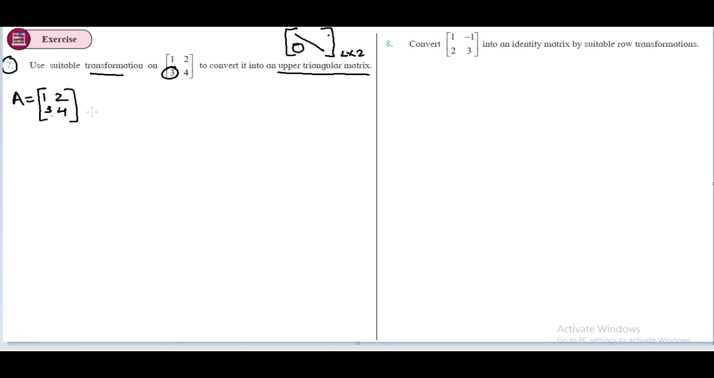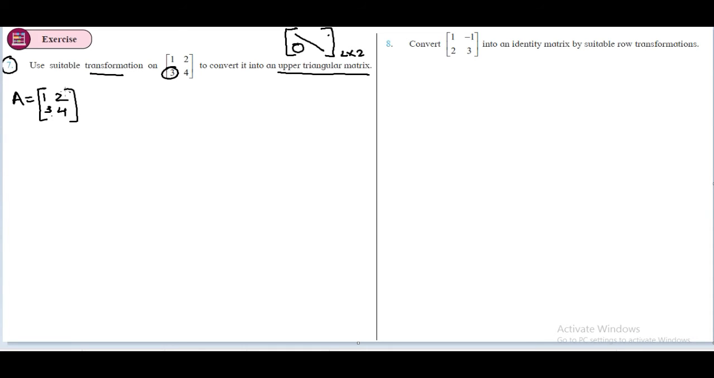Now it will become 0 when I subtract 3 from that element. But it is not possible to subtract 3 from that element because we don't have that in our transformation. So what do we have in our transformation? We can either multiply a scalar to the complete row, or we can subtract, or we can take the help of any other row, that is row 1, to make it 0.